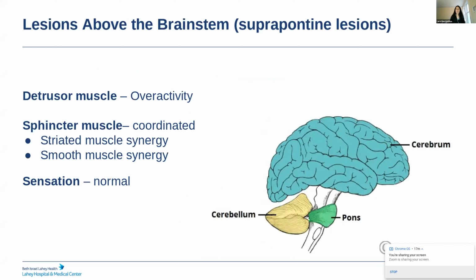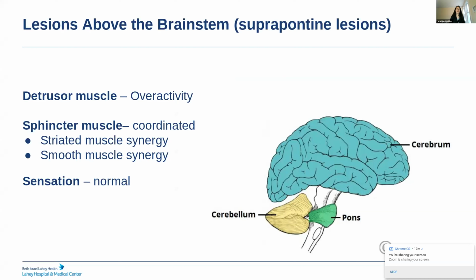So for lesions above the brainstem, or suprapontine lesions, how I have organized this is to split it up into what the detrusor muscle does, how the sphincter muscle behaves, and then whether sensation is intact or not.